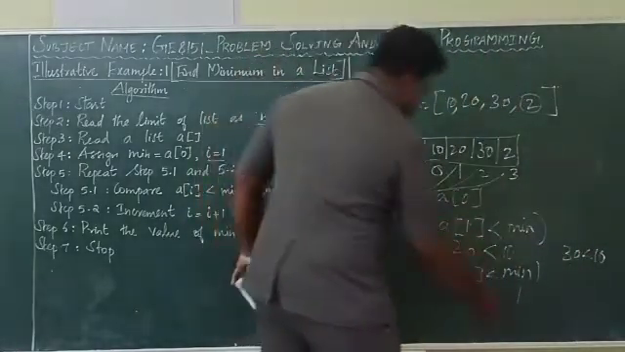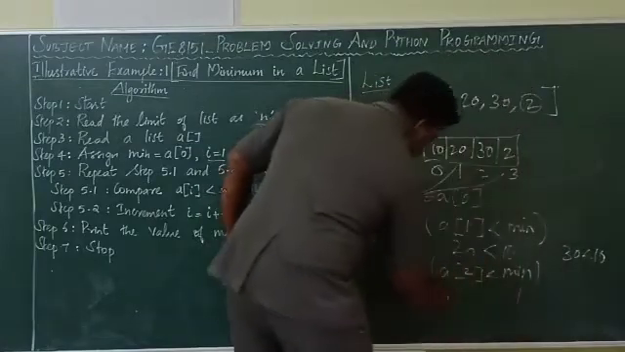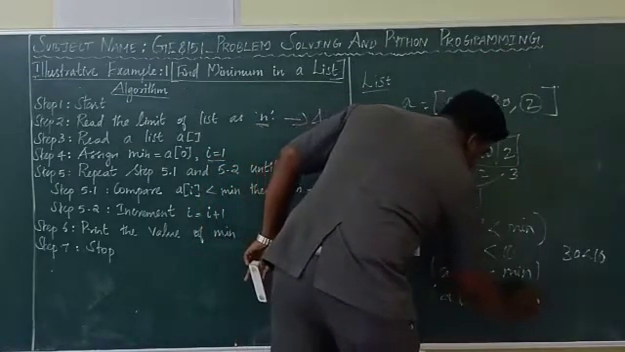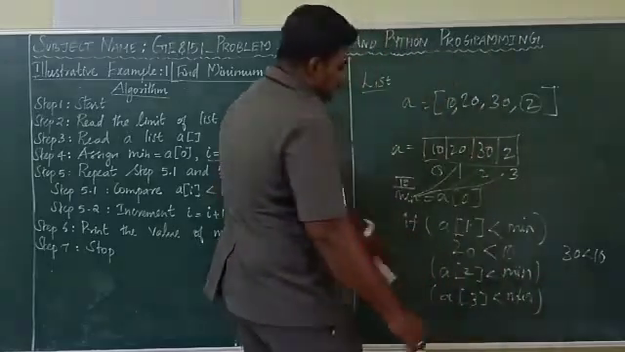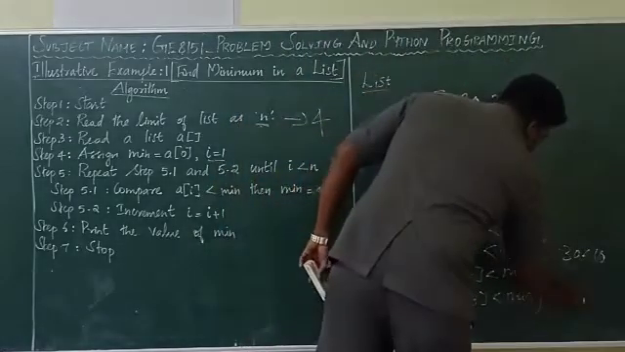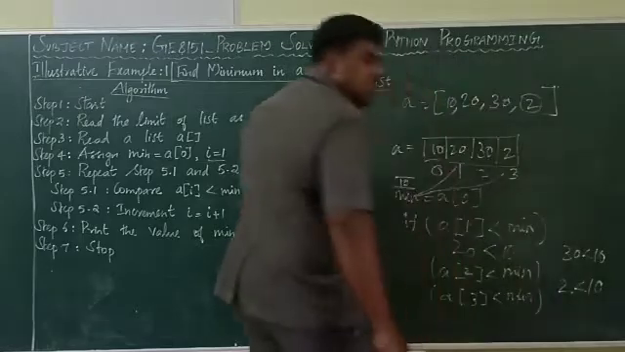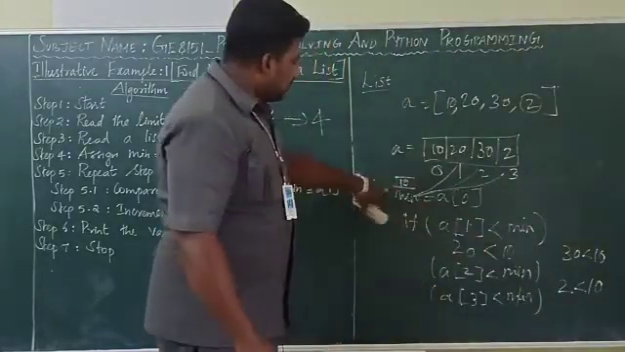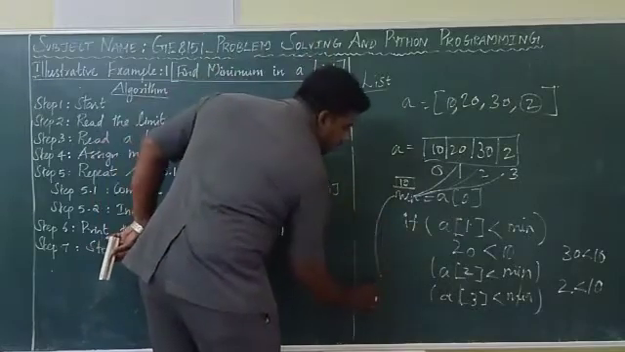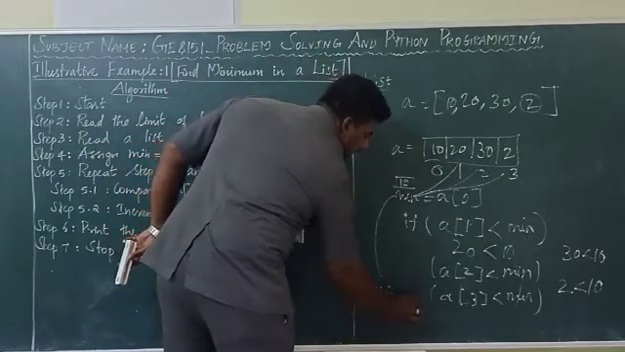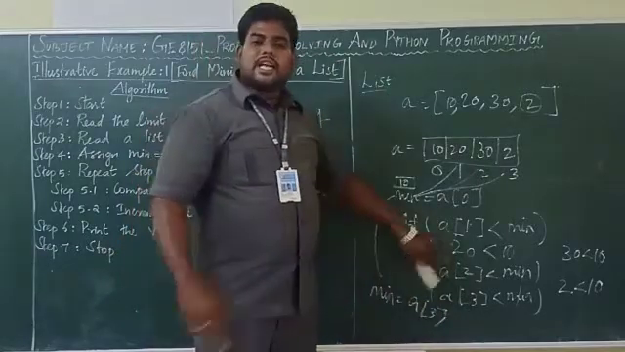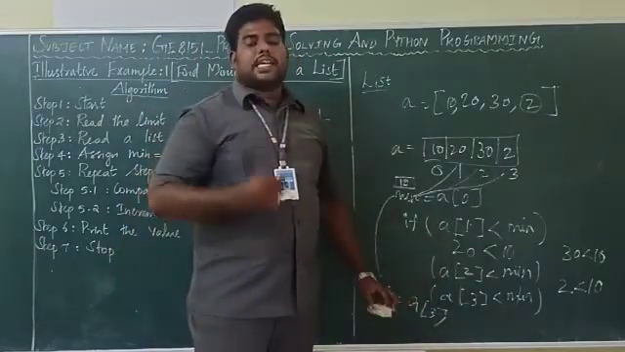The next iteration, a of 3 less than min. So what is a of 3 here? 2. 2 less than 10. Condition true or false? Condition is true. Whenever the condition is true, change this assumption. Now min equal to a of 3. Till the end we have to repeat the steps again and again.